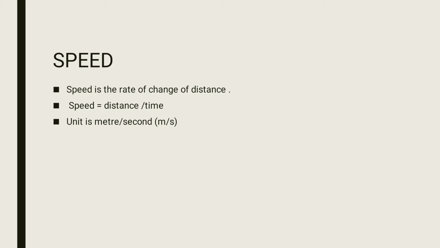So, the formula for calculating speed is distance divided by time, that is distance by time. The unit can be derived as the unit of distance is meter and unit of time is second. As we divide distance by time, we also have to divide the units of these parameters, that is meter is divided by second. So, the unit is meter per second.